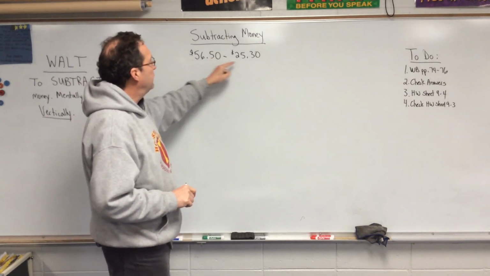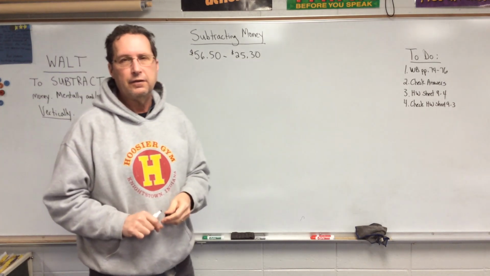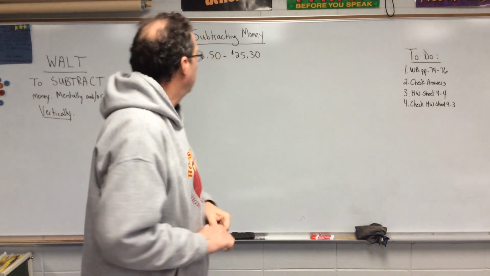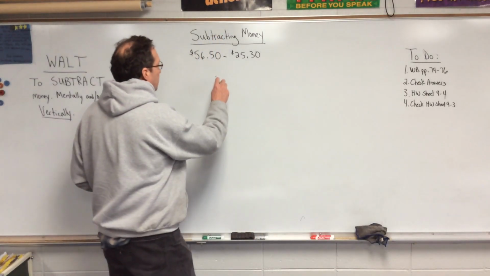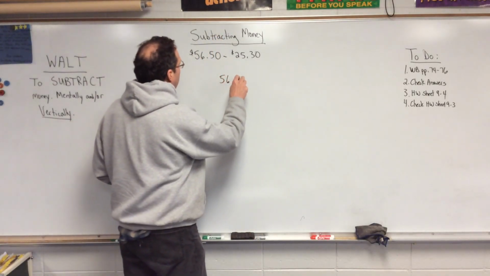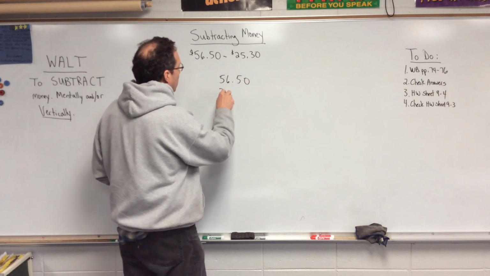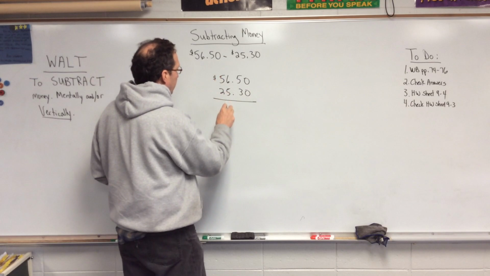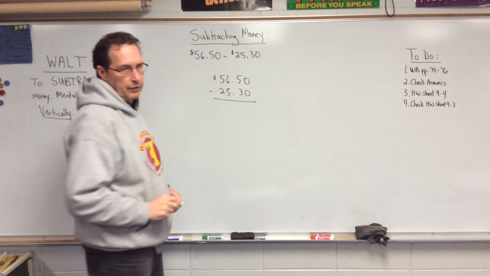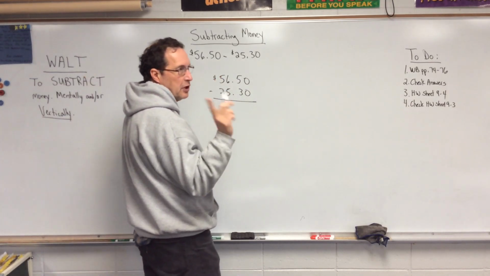Can you subtract 50 cents, take away 30 cents? 20. I think the answer is $31.20. Let's see if we're right. Now we're going to write it vertically, which does not take that long. I hope on the quiz that you do these problems vertically, or at least check them vertically.